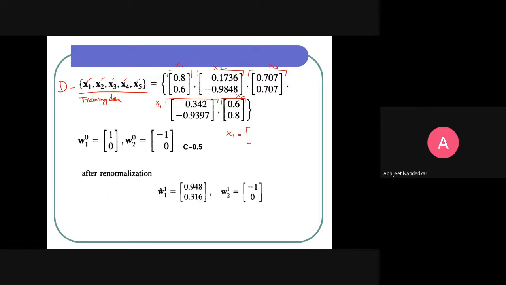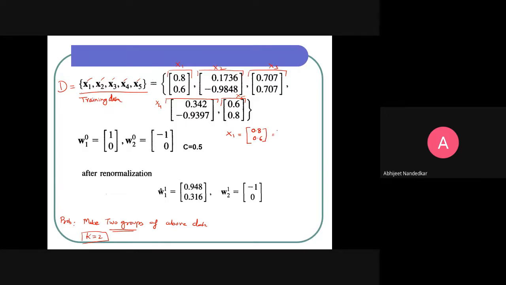Now what is your problem here? You take these 5 samples, and the problem is to make 2 groups of the above data. Your task is to make 2 groups, say two clusters, that is k equal to 2. So for that, some data is provided. And suppose I take the first sample, that is x1 equal to 0.8, 0.6.